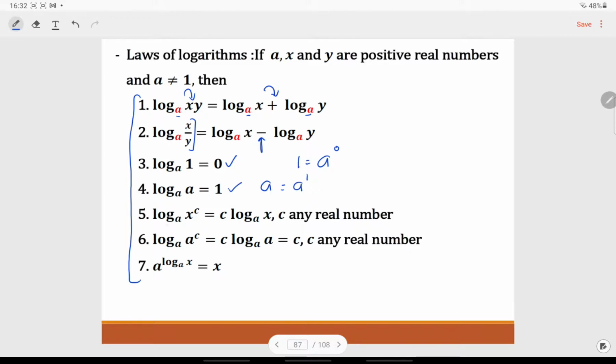Next is log x to the power of c, the base a. So we can take c in front. So it becomes c times log x to the base a, where c can be any real number. For this one, log a to the power of c to the base a, because the value is equal to the base, we just put c in front, so log a to the base a is equal to 1, so the remaining value is c. Again, c can be any real number.